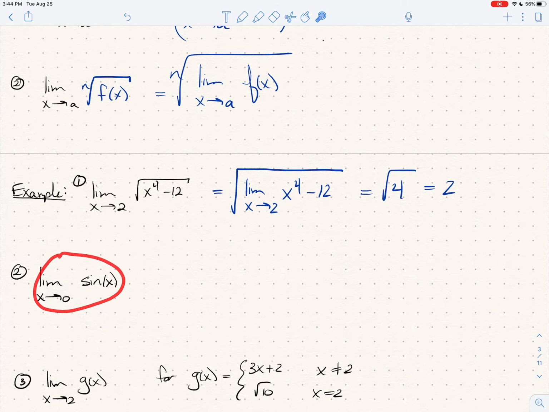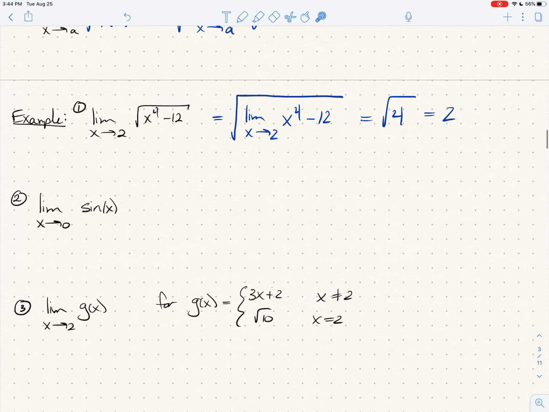This second example, sine of x, is a trig function, and we know that trig functions have the direct substitution property as long as the point that you're taking the limit at is in the domain of the function. Well, sine of x has domain everything, and so you can simply plug in 0, and you get that this limit is the sine of 0, which is 0.